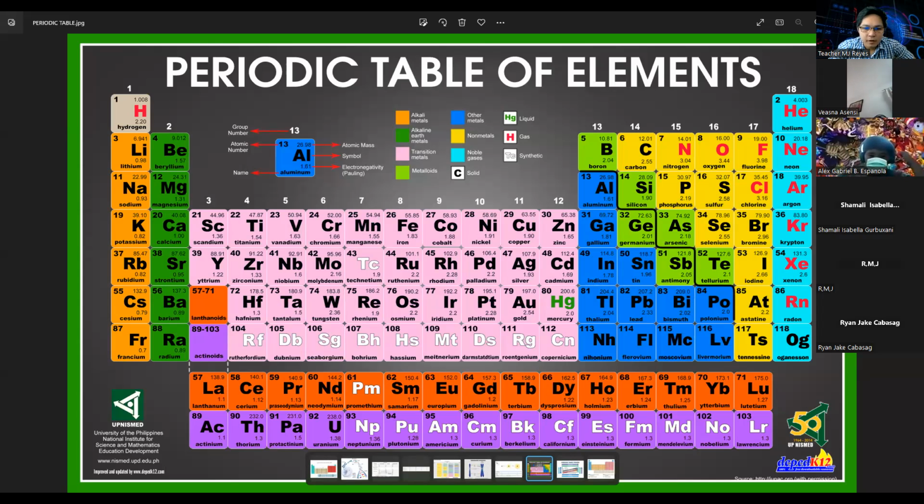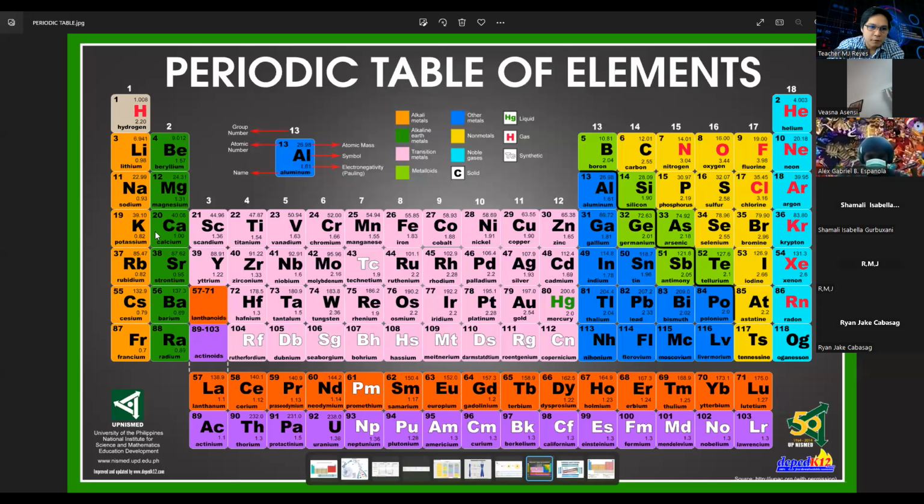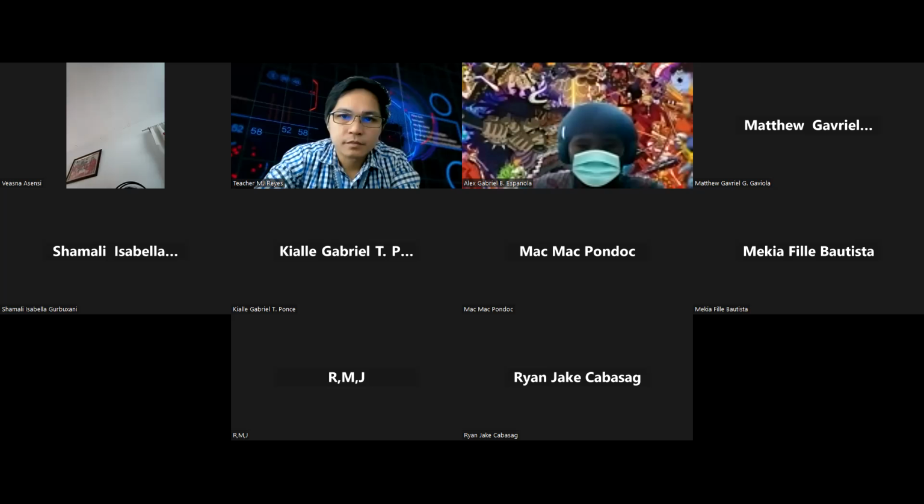Again, in our discussion, it says here that the rows or horizontal arrangement in the periodic table are called periods. So periods here is this, okay? Rows, this one, okay? From potassium going to krypton, from sodium going to argon. So this is your periods, right? Okay, let's go back to the lesson.